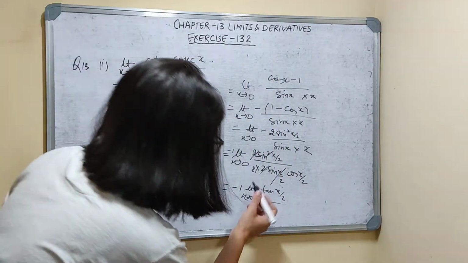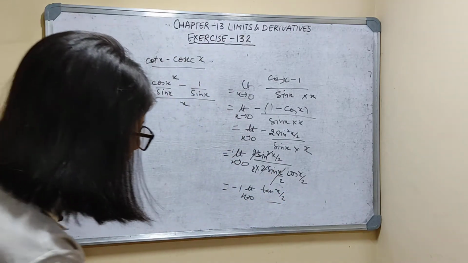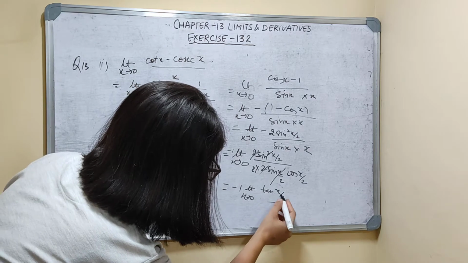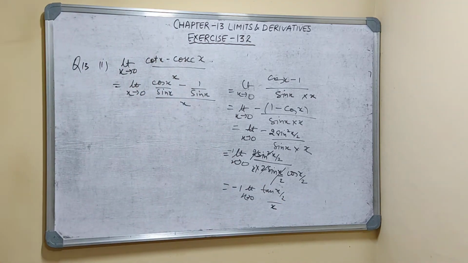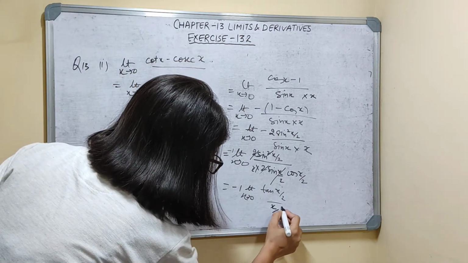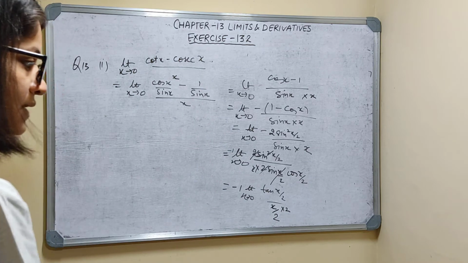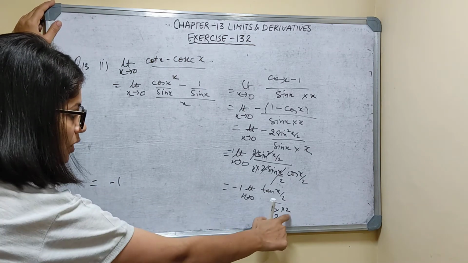This minus 1, limit x tends to 0, sin x by 2 upon cos x by 2, that is tan x by 2, and upon x is also there. Already it is there, x upon 2. But here also I want upon 2, so I am writing upon 2 and multiplying with 2. Is it clear? So minus 1 and this upon 2 will come outside.